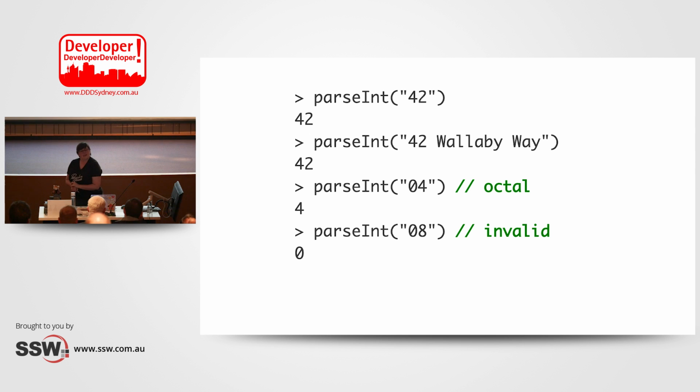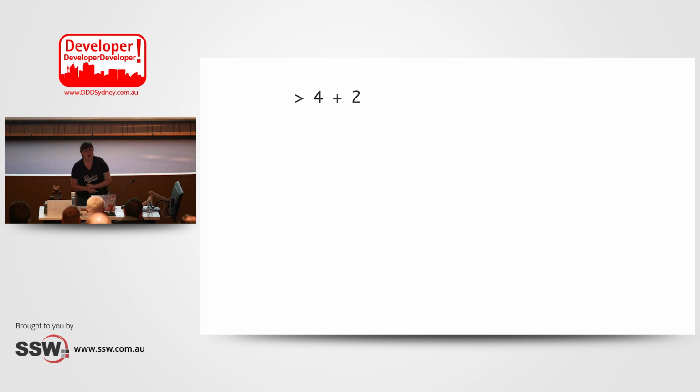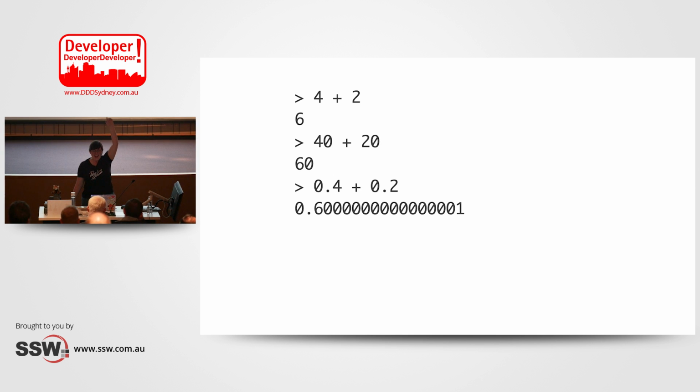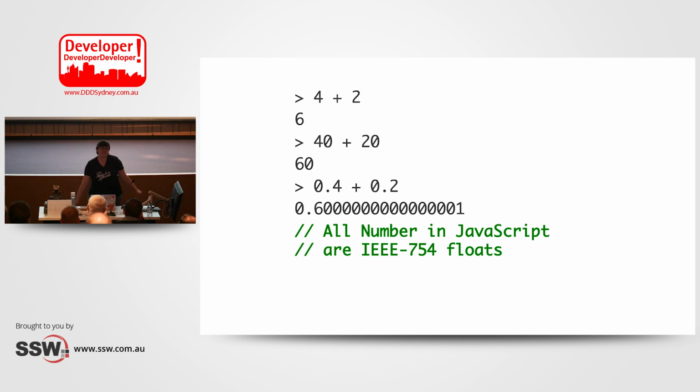Let's talk about numbers. What is 4 plus 2? 6. What is 40 plus 20? 60. What is 0.4 plus 0.2? 0.6.00001, because every single number in JavaScript is a float.